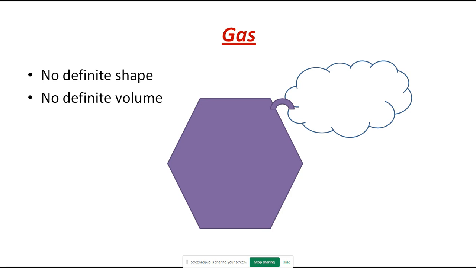No definite volume means that it spreads throughout the space provided for it. For example, if you blow air into a balloon, it will spread throughout the space. Air in the balloon and bubbles in boiling water are some examples of the gaseous state of matter.